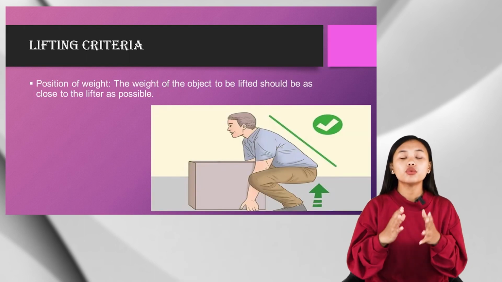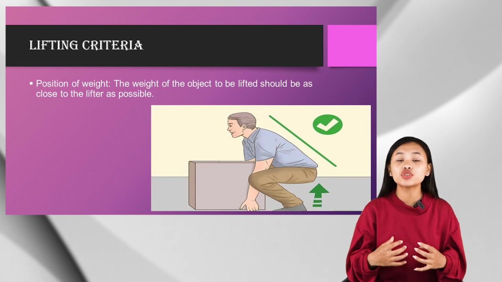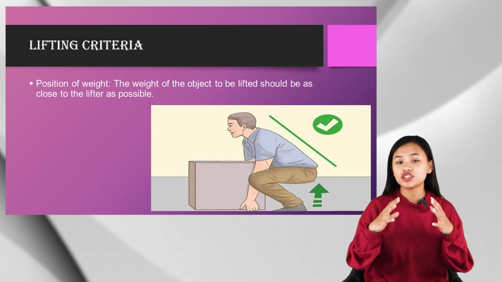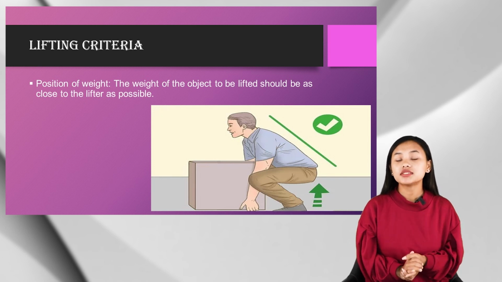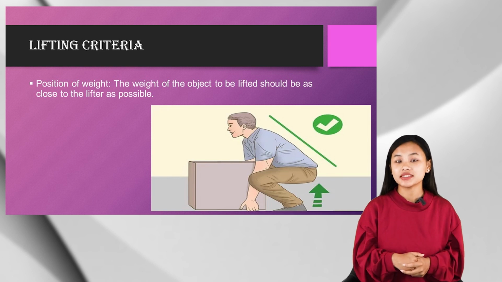Here, the weight of the object to be lifted should be as close to the lifter as possible. By positioning the object in such a manner, it utilizes the lifting force of the nurse, because the object to be lifted here will be in the same place as the nurse.